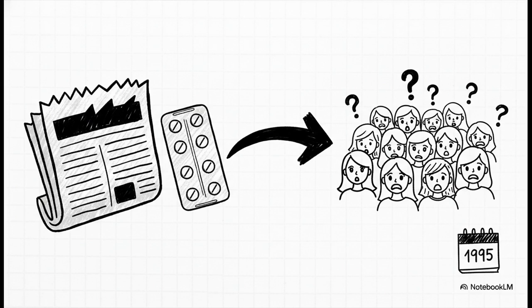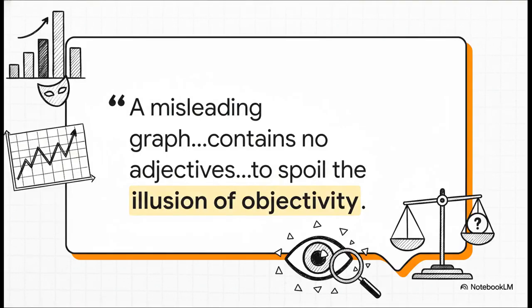This sparked a nationwide panic. Thousands of women stopped taking their medication, which led to a huge surge in unwanted pregnancies and abortions. Now, this wasn't a lie, but it was a catastrophic failure of communication. And it all came down to one single missing piece of context, a little trick that plays on how our brains perceive numbers.